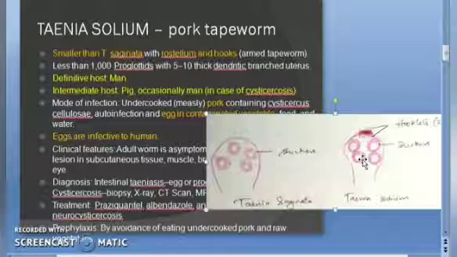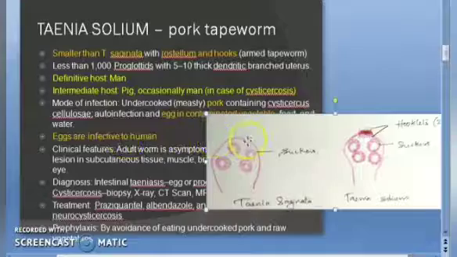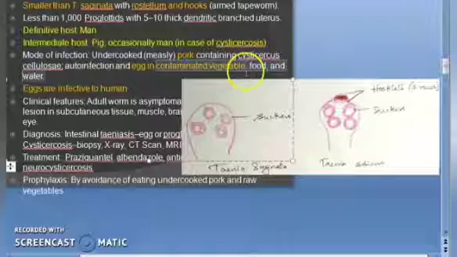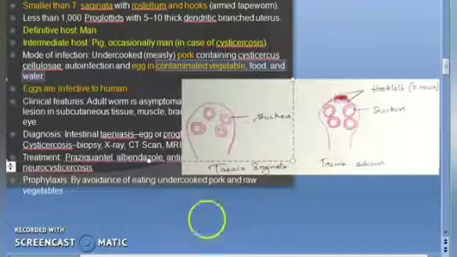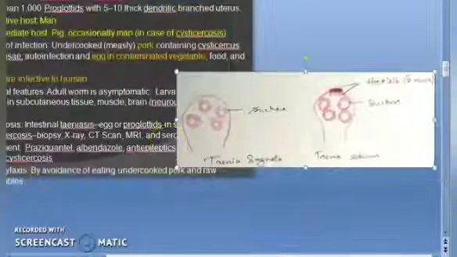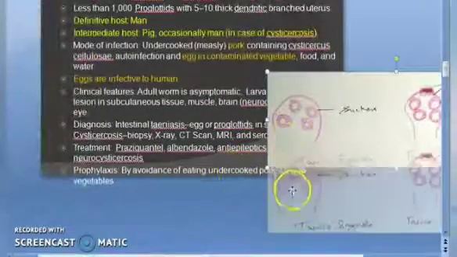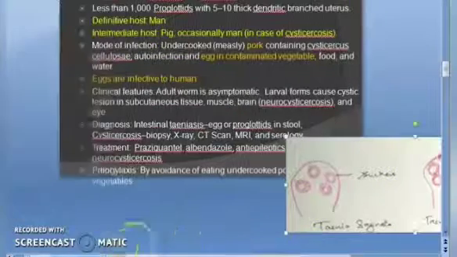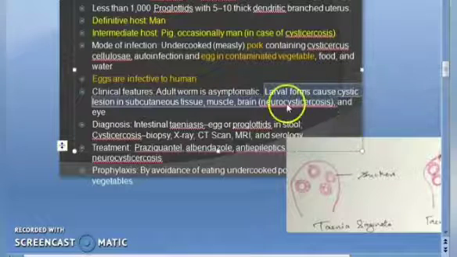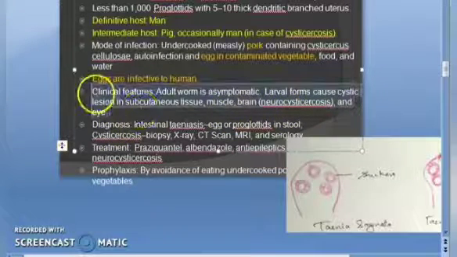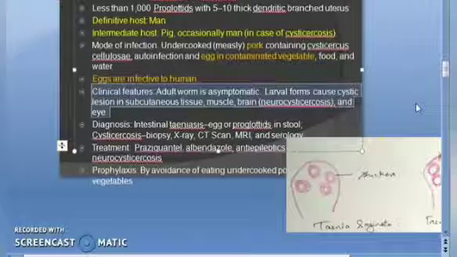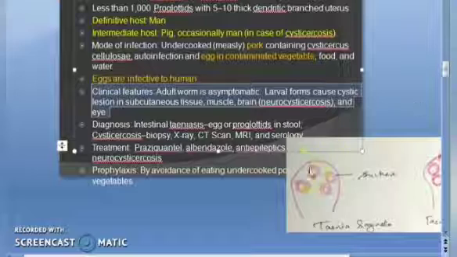Here the eggs are also infective to human. There can be auto-infection. Even a vegetarian can get this disease because even contaminated vegetable food and water can affect us. Clinical features: adult worms are very good, they won't cause any symptoms, but the larva will cause issues. The larvae cause cystic lesions. They can cause neurocysticercosis, etc. So remember, cysticercosis is caused by the Cysticercus cellulosae, the larva of Taenia solium.